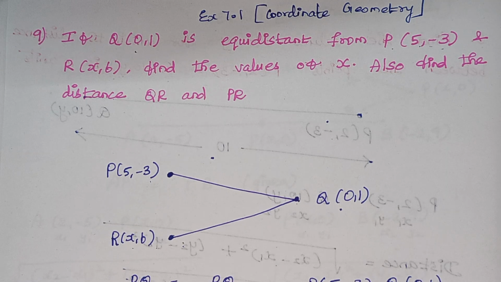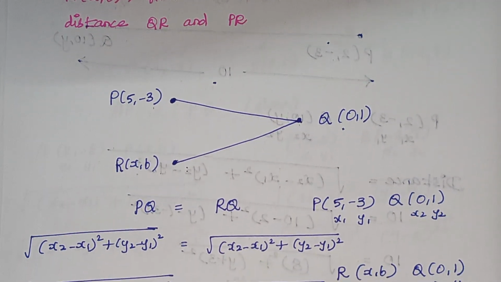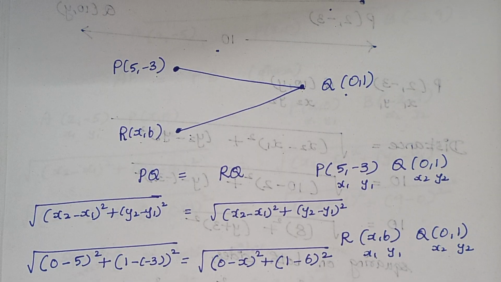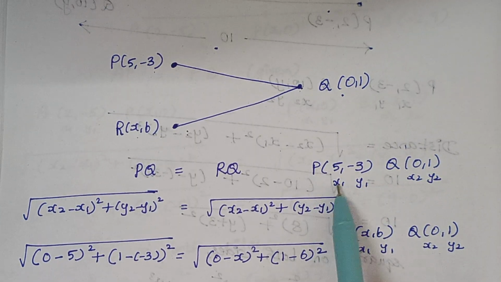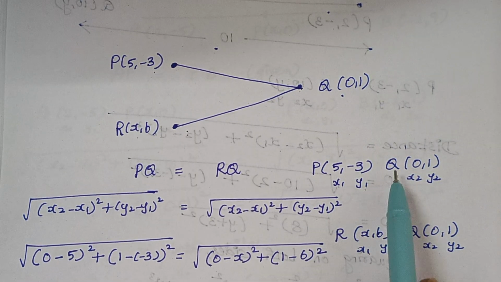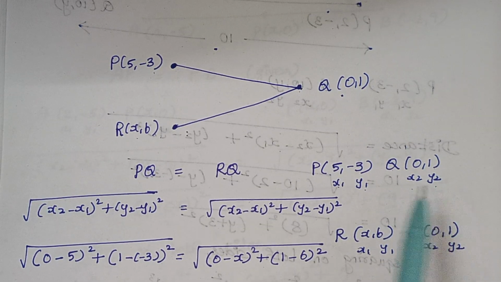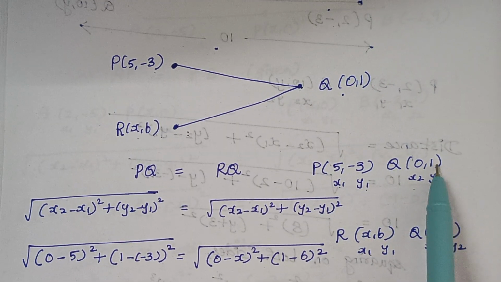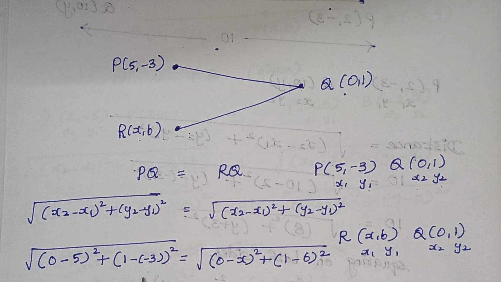So, as usual, here we are going to make use of the distance formula. So, here the distance PQ is equal to RQ, right? This is given in the problem. So, we are going to substitute the terms. First I am considering PQ. The values of P give x1, y1 and Q gives x2, y2. So, square root of (x2 minus x1), so (0 minus 5) the whole square plus (1 minus of minus 3) the whole square. Right, this is what is written here.